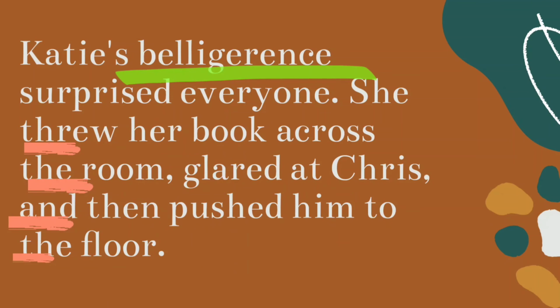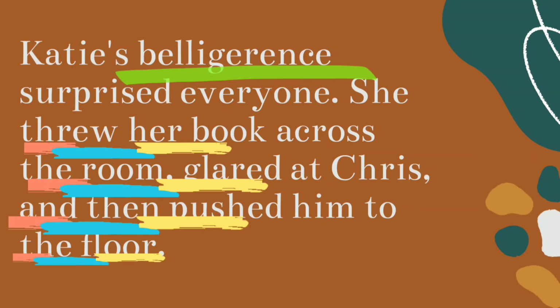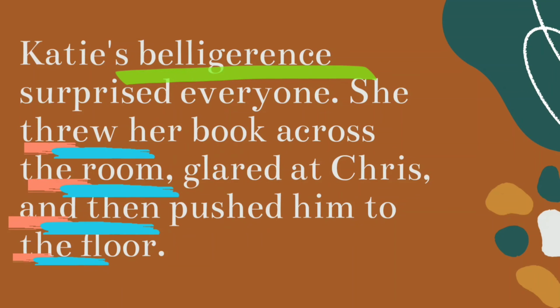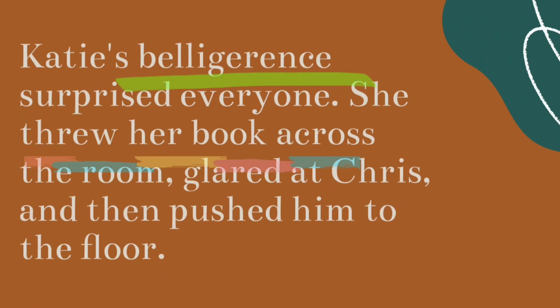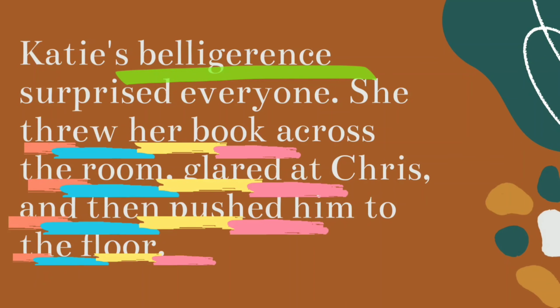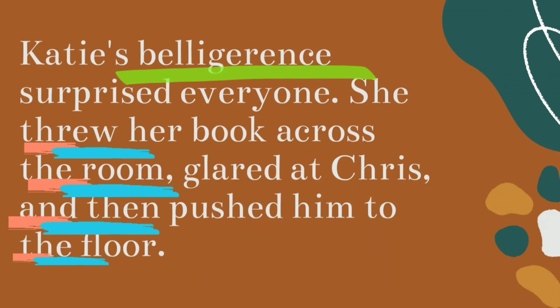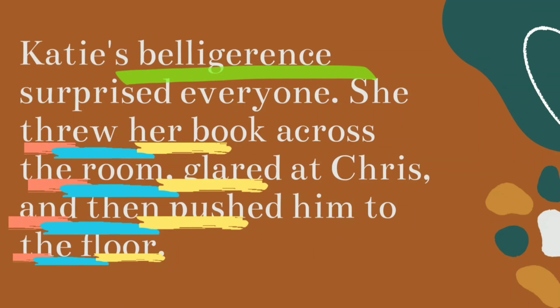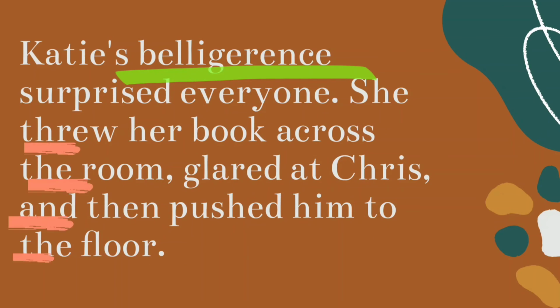In our example, Katie's belligerence surprised everyone. She threw her book across the room, glared at Chris, and then pushed him to the floor. How can we infer the meaning of the word belligerence? In this sentence, what surprised everyone? It was Katie's actions. So based on her actions, we can conclude that belligerence means aggressive or warlike behavior.